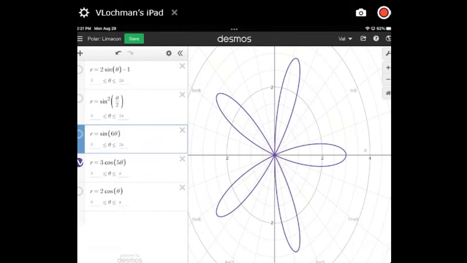And let's see, what else do we have? Here's another rose. So you can also use cosine here, and we have 5 petals, but it's rotated differently. Look how it's not necessarily completely symmetric. So sine and cosine will generate different kinds of roses.